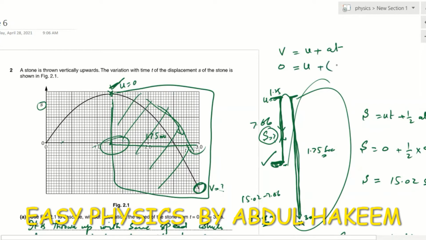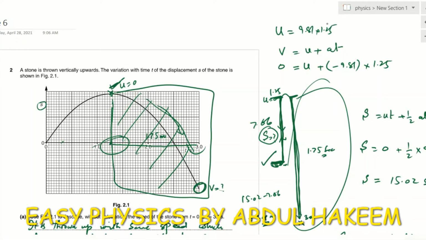And for the upward journey, this is 9.81 minus, and the time taken is 1.25. And then U is equal to 9.81 multiplied by 1.25. So we calculate this, 9.81 multiplied by 1.25. It is approximately 12.3.